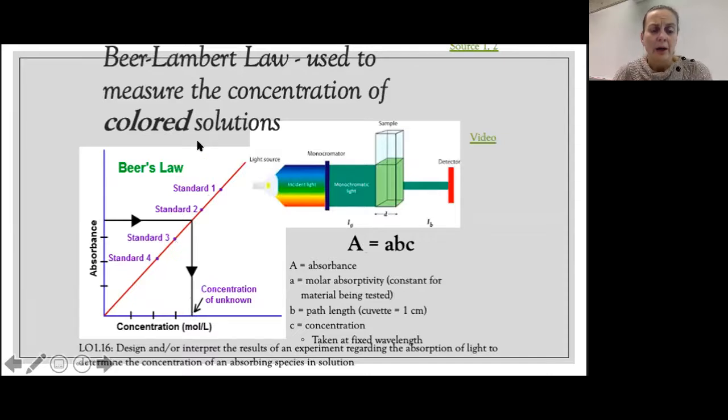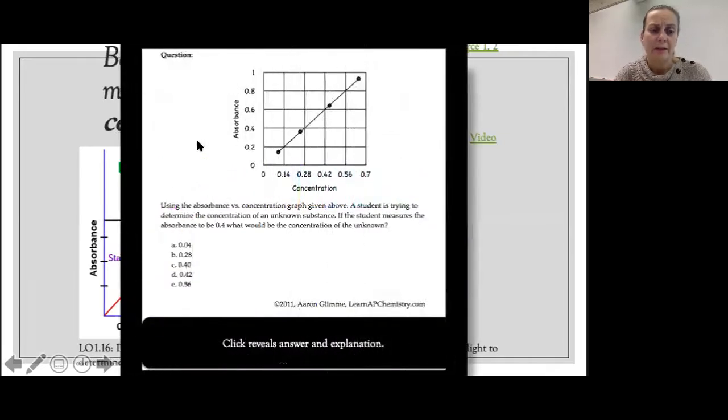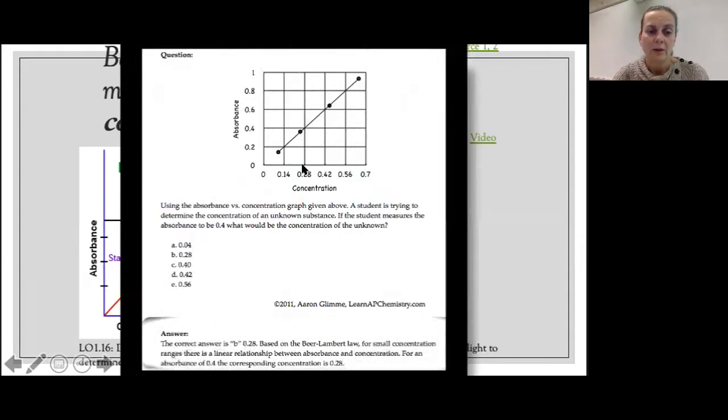And so, for example, if we have this graph, an absorbance versus concentration graph given here, and our student is trying to determine the concentration of an unknown substance. Our student measures the absorbance to be 0.4. So we're going to come up here and look at 0.4 and come across, and we find that 0.4 intersects our line right here. And so we're going to come down to our x-axis and we're going to find that an absorbance of 0.4 correlates to a concentration of 0.28. And so our correct answer is B, 0.28.